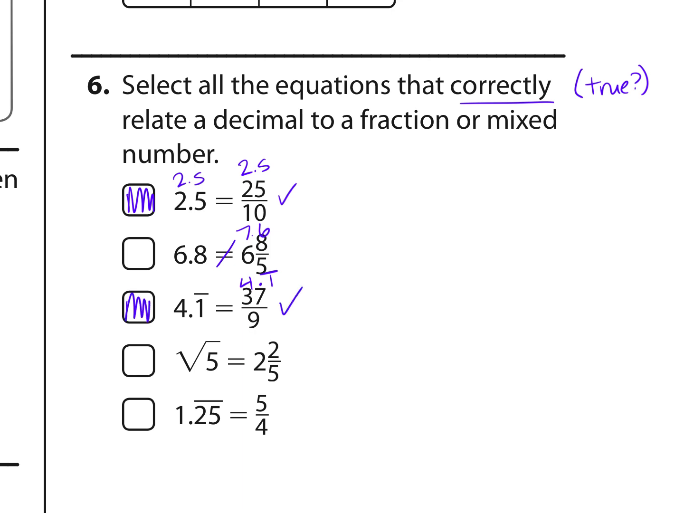Square root of 5 is 2.23... It keeps on going, and we know that 2 and 2/5 is a fraction, so it is not going to be the same, so those are not equal. And then last, 1.25 repeating is not the same as 5/4, which is 1.25 terminating, so that is not true.